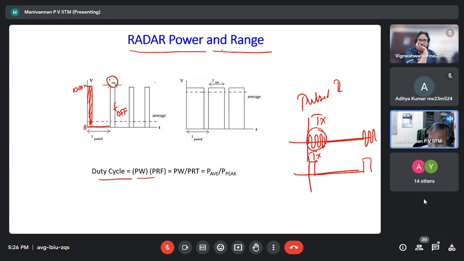Here I have different on times. Please see that the frequency is the same. The total time is equal in both. Please see here, both are equal. In one, the on time is very small and the off time is bigger. Here, the on time is big and the off time is very small.